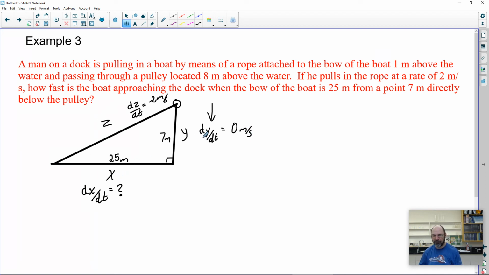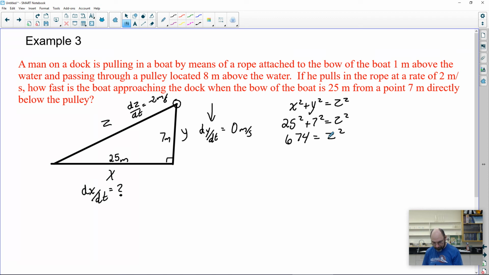Okay, so there's our diagram. Let's get our instant in time to find z. So we know that x squared plus y squared equals z squared. So our x was 25, and our y was 7. So let's do that. 25 squared plus 7 squared. That gives us 674 equals z squared. If we take the root of 674, what do we get?